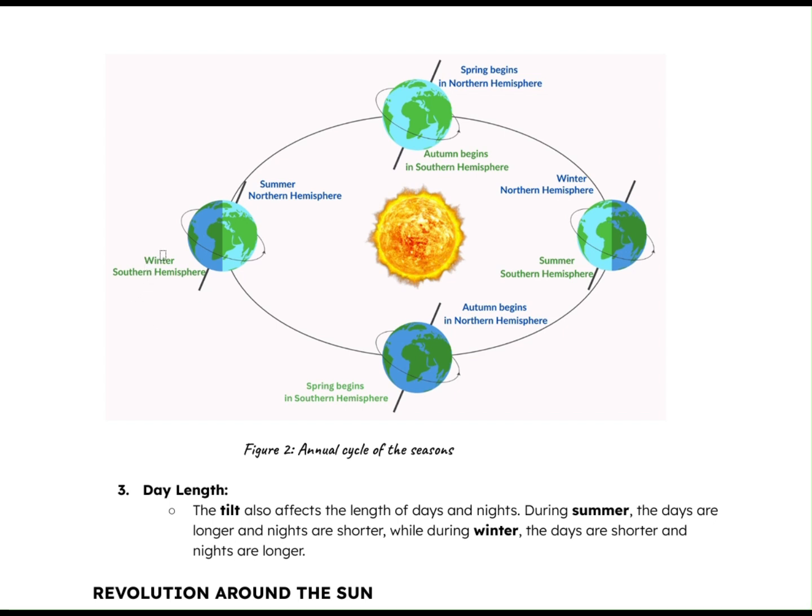In other words, here, winter, southern hemisphere, that's what it is. Spring begins, southern hemisphere, and so on and so forth. Whereas on the other hand, blue color denotes everything and anything that is happening on the northern hemisphere, right? So of course we are looking at the cycles of our seasons, right?